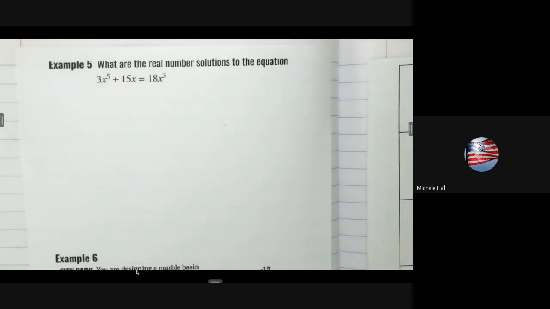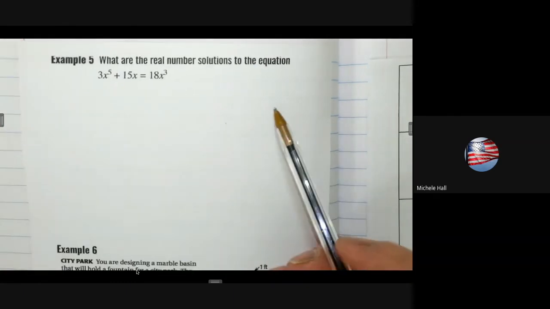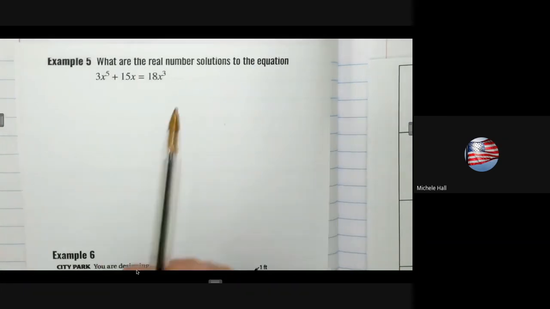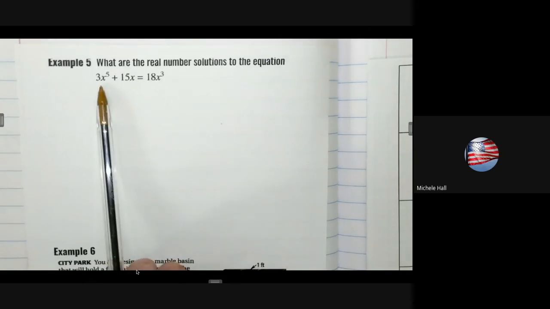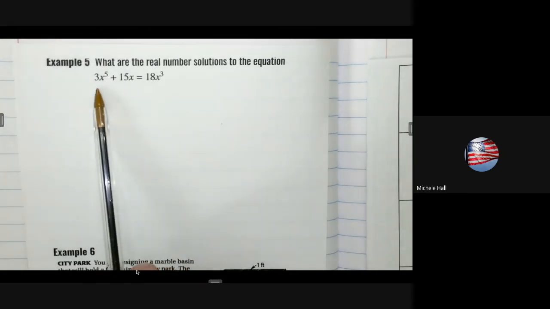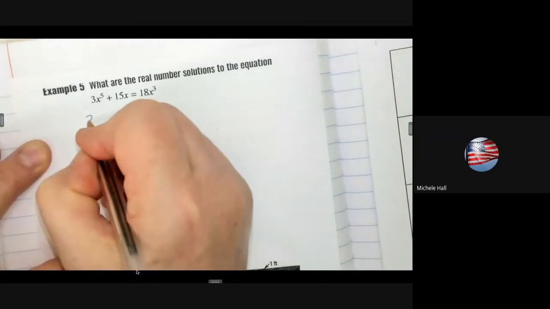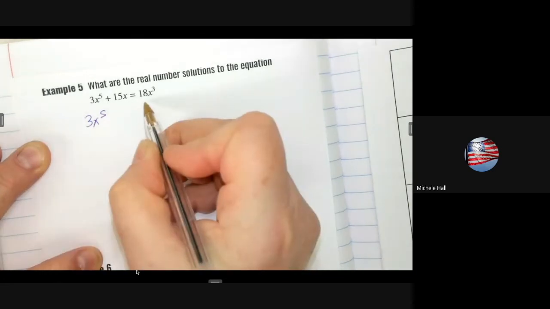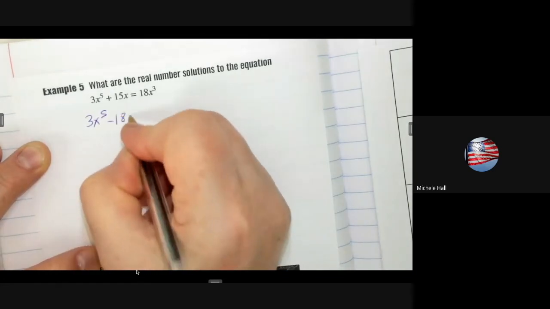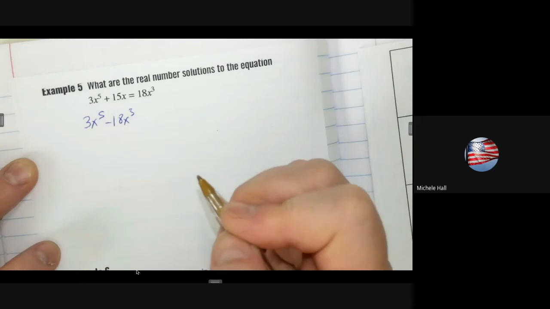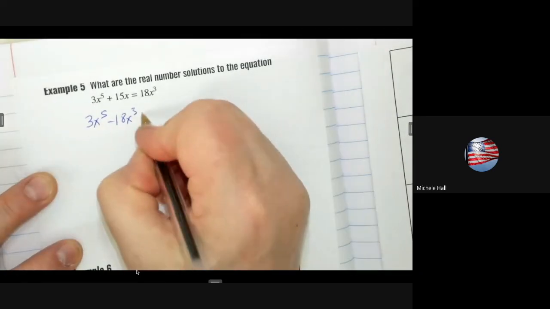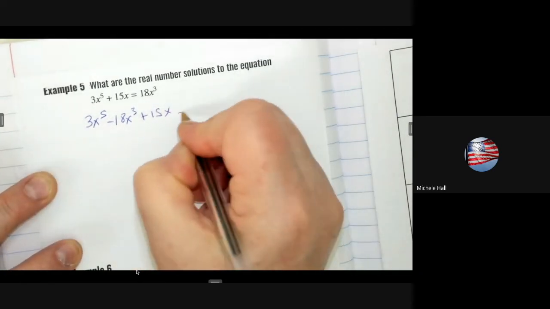Example 5. What are the real number solutions to the equation? We know that we would like to shift everything to one side. Where's my highest degree? x to the 5th. And my leading coefficient is positive, so I'm going to move my 18x cubed to the left. So that would be 3x to the 5th, and then a negative 18x cubed, positive 15x, and that equals 0.